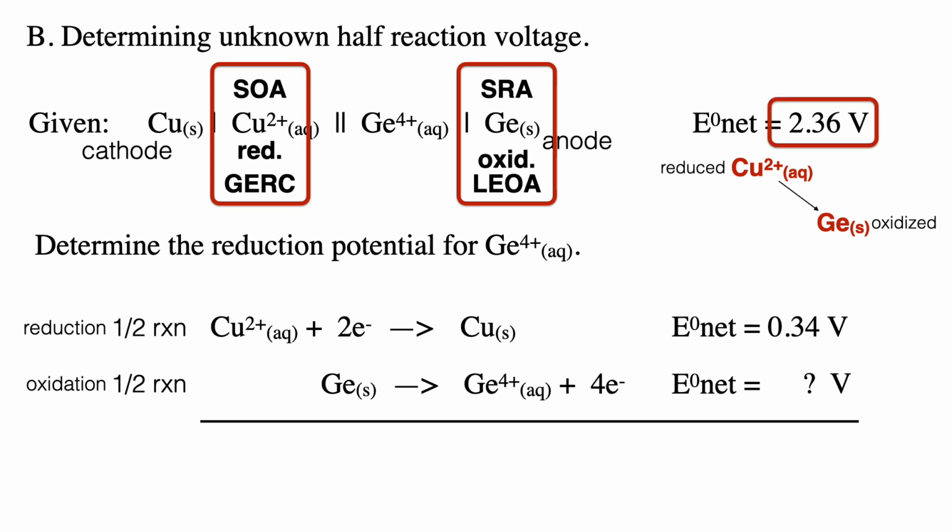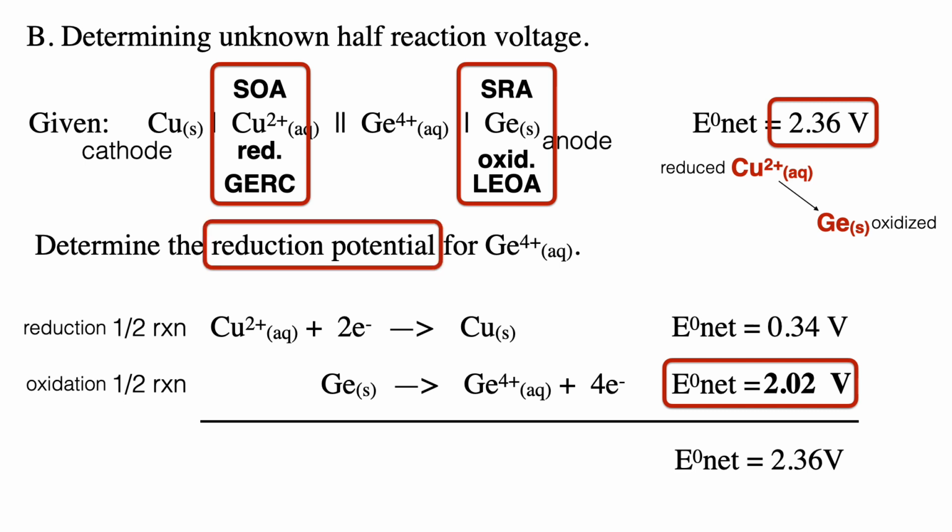But here's what I do know. I do know my final voltage is 2.36 volts. Therefore, the missing voltage has to be 2.02 volts, because 2.02 plus the 0.34 makes 2.36. Now, let's look at what the question was asking. We might think we're done there. We just found the unknown voltage of 2.02 volts.